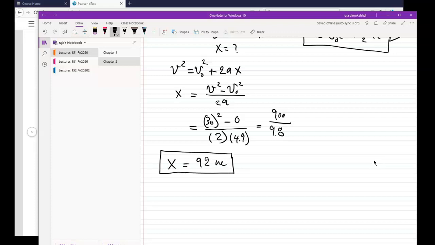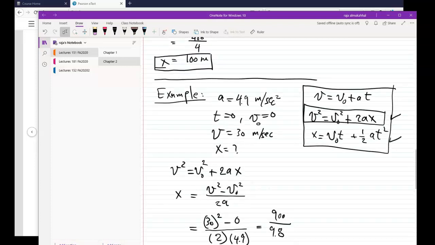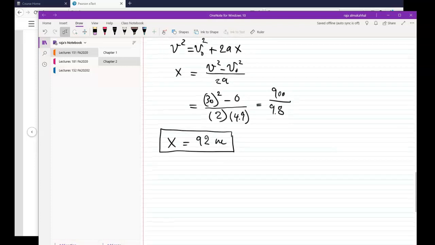Now, if I ask the question, I don't know if it's in the example or not, how long did it take the driver to go from 0 to 30? I don't know if it's asking, but let's assume that we want to know that. Well, I can either use the third equation right here, or I can use the first equation, solve for t, in both cases. You see what I'm saying? So I can use the first one because it's easier.